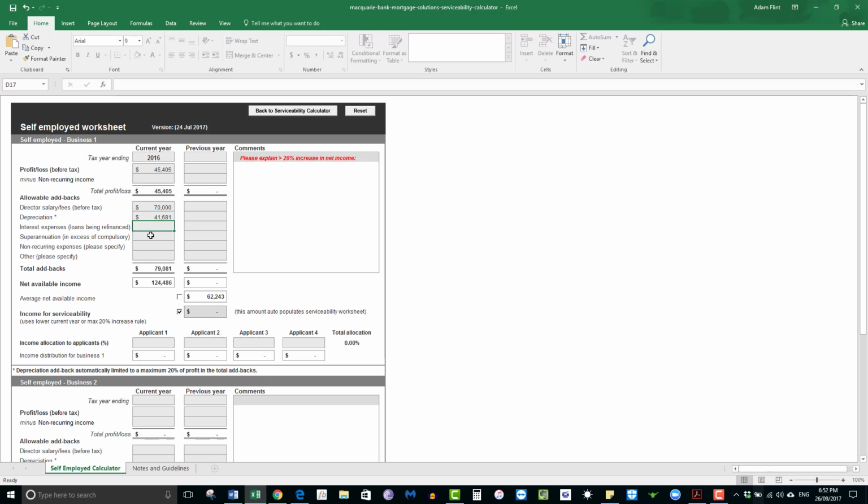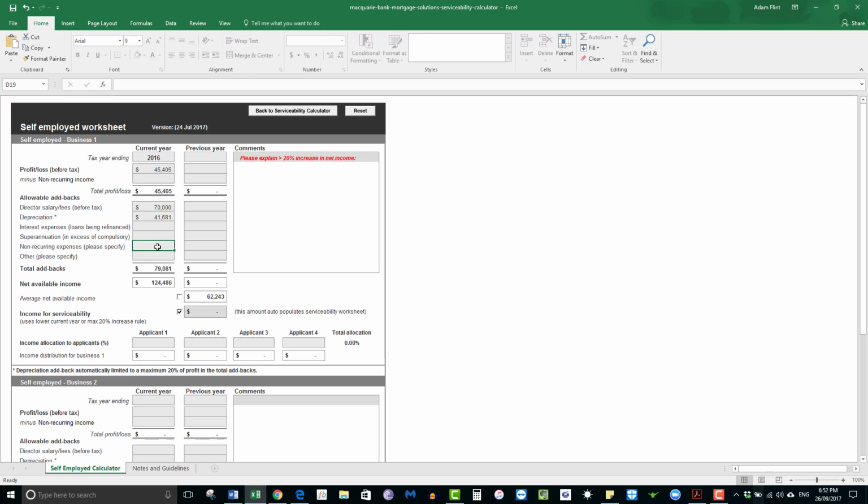Superannuation is the next field, and generally you would only be entering information in this particular field if you're paying over and above the minimum required by the employer as legislated by the government. So in this example, we're going to leave it blank.